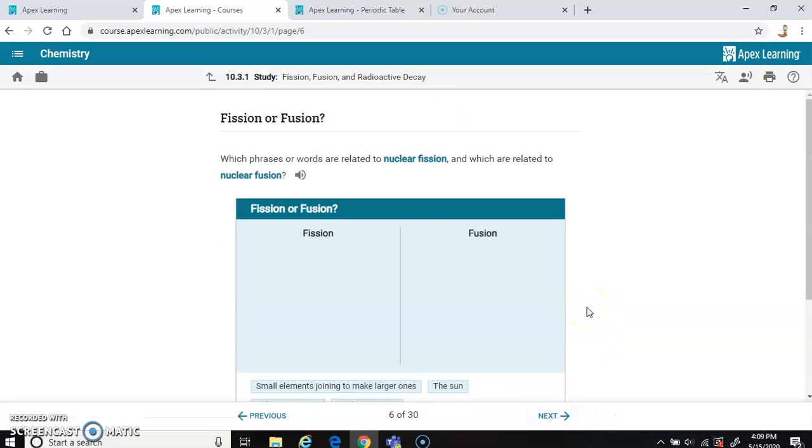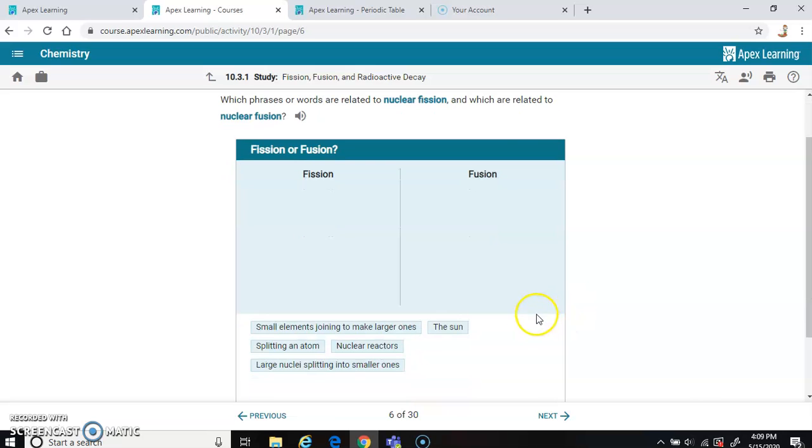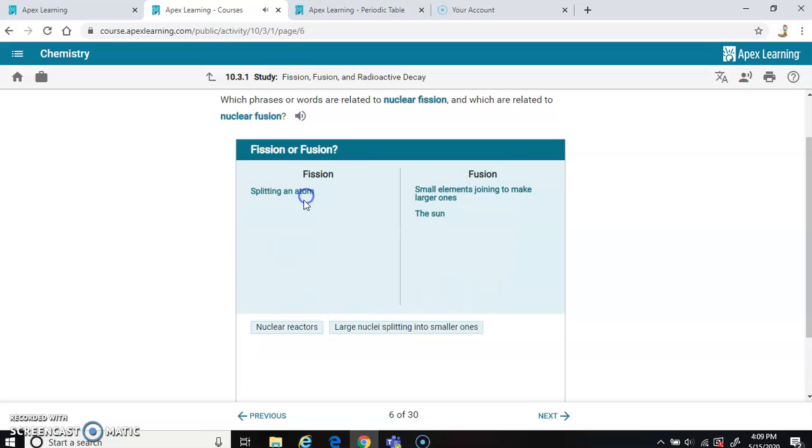So we have these two differences: fission, the splitting apart, or fusion, the coming together. They kind of want you to assign what's going on. So we have small elements joining together to make larger ones. They're fusing together. The sun, again, like I said, it's fusion. When we talk about splitting, we've got fission. So splitting. Okay, and then the last bit, the nuclear reactors are fission as well. So a simple little review of what's going on there.